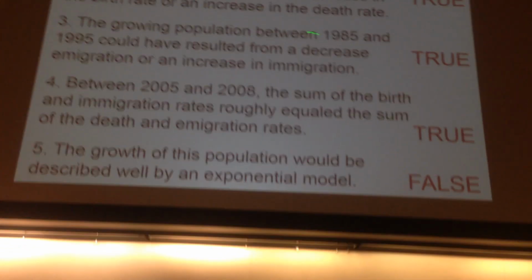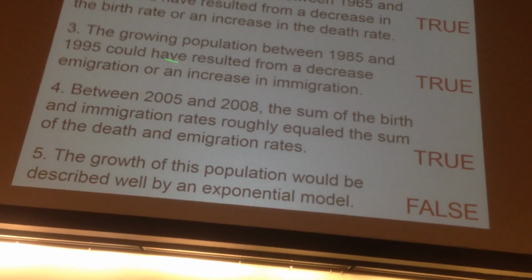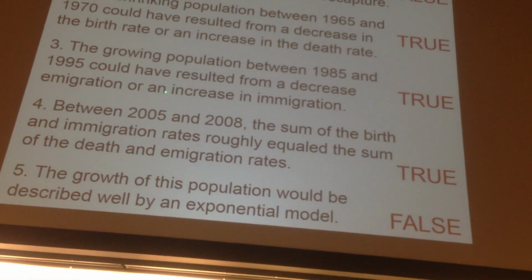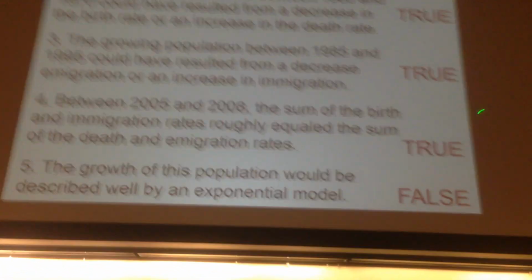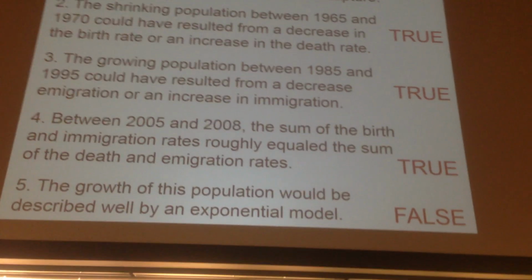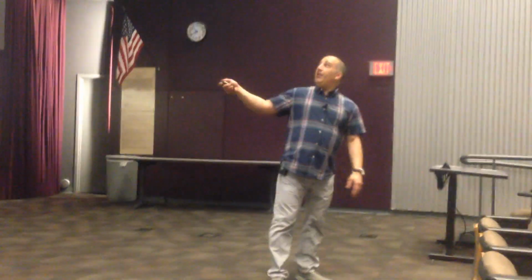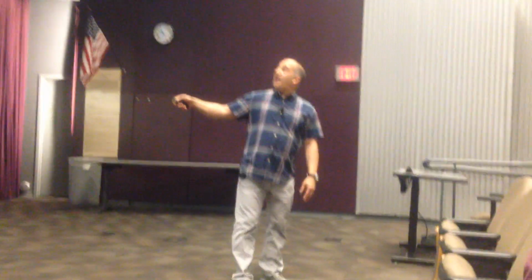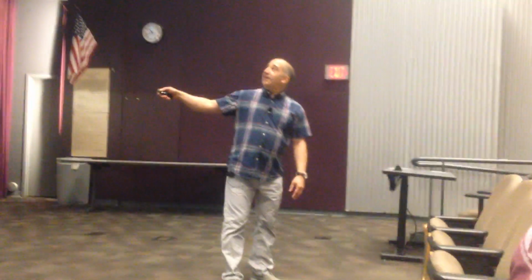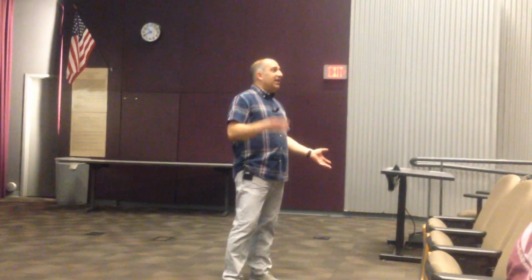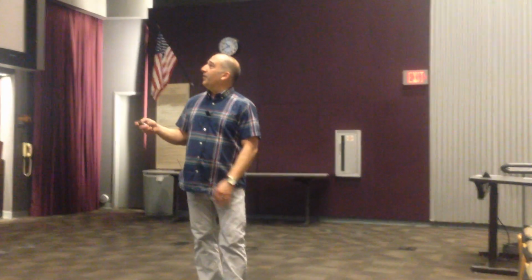The growing population from 1985 to 1995 could have resulted from a decrease in emigration or an increase in immigration. Again, for the same reason, true, it could be either movement in or movement out, depending on the right proportions, right? Now, for these, I could have flip-flopped them, right? And I could have used emigration and immigration up there, and I could use death and birth down there, right? I just would have to change the order, maybe, of increase and decrease to get it true.